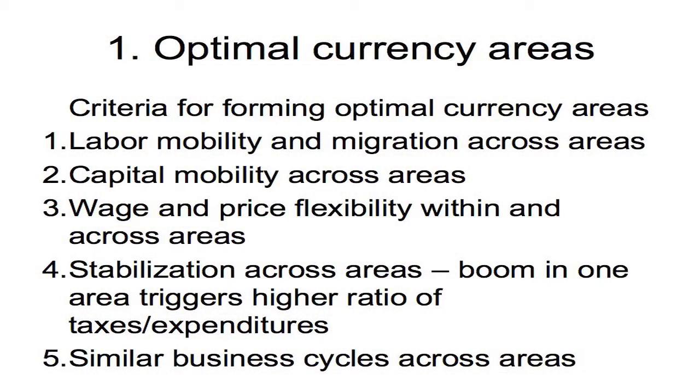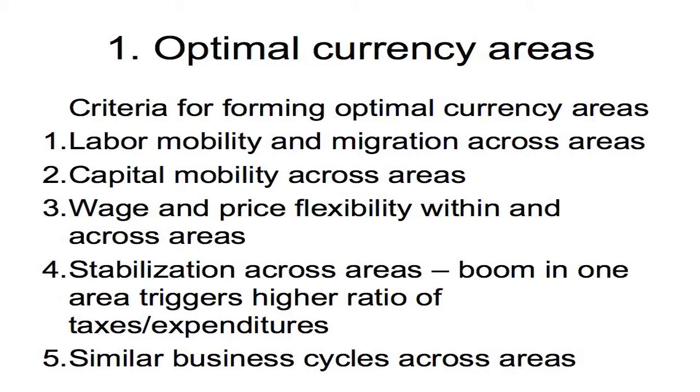Criteria for forming optimal currency areas include labor mobility and migration across areas. We want people to be able to move. Is that true of the United States? Yeah, we're very mobile, okay? People move all over the country. In fact, people are flooding into Wyoming right now. So we'll get a check on that.